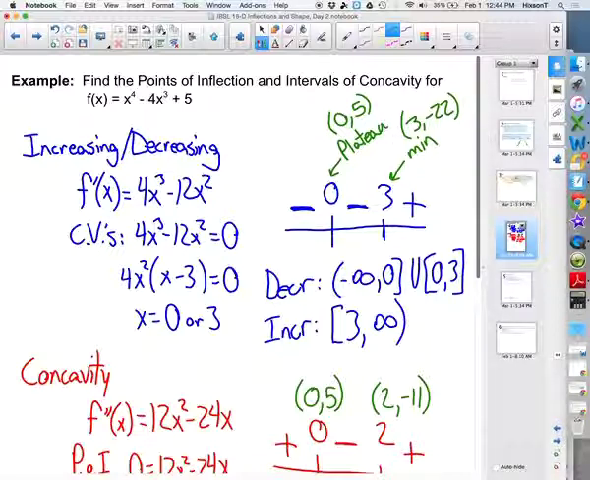Did you need to find the increasing and decreasing intervals, or could you just go straight to finding concavity since it only asks you for that? Yeah, if you were doing this and they just asked for concavity, you could go straight to it. I just went through the whole thing to illustrate.